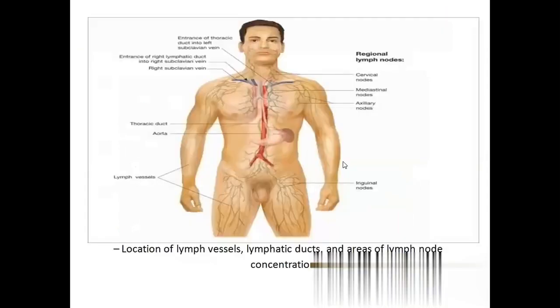And here you can see the nodes. If the nodes are present nearby the neck region, then we call them cervical nodes. If the nodes are present nearby the chest region, nearby the heart, then we call them mediastinal nodes. If the nodes are present nearby the armpit, then we call them axillary nodes. If the nodes are present nearby the groin region, then they are inguinal nodes.